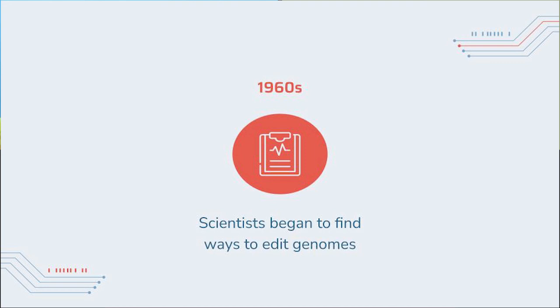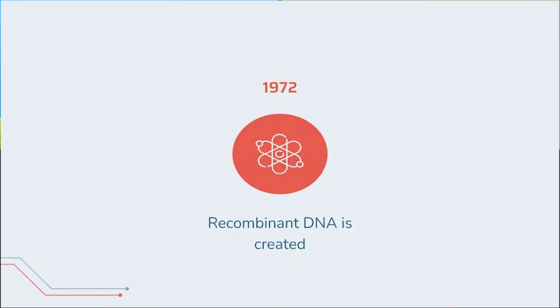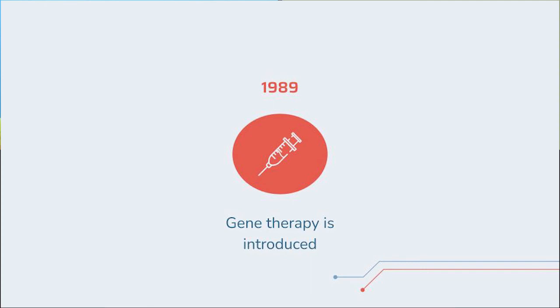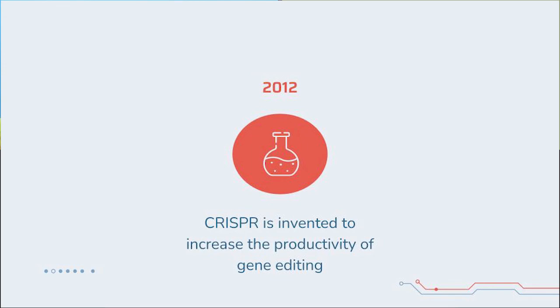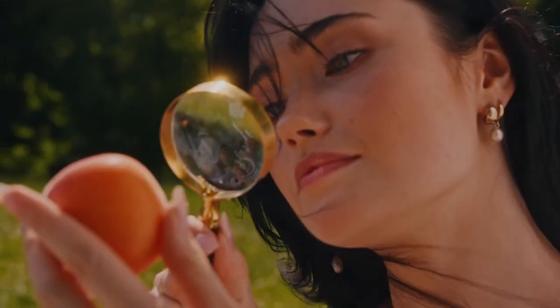Back in the 1960s, scientists began to find ways to edit genomes. Recombinant DNA was introduced in 1972. Then, in 1989, gene therapy was introduced. More than a decade after, zinc finger nuclease was created to facilitate targeted gene editing in the 2000s. Finally, in 2012, CRISPR technology was invented to increase the productivity of gene editing.